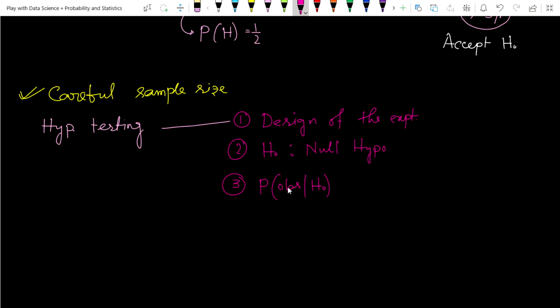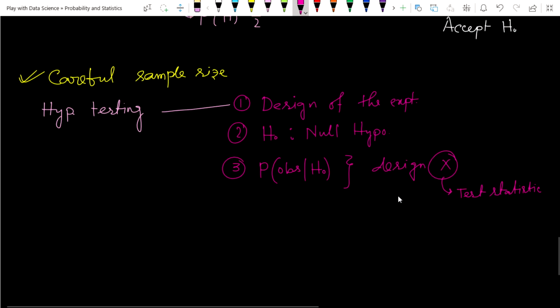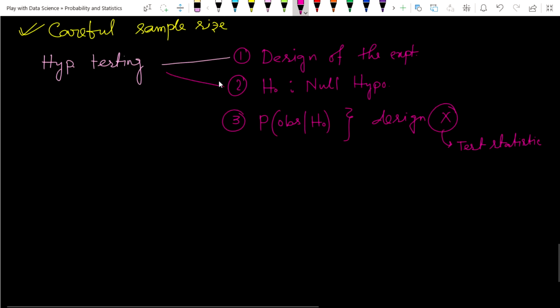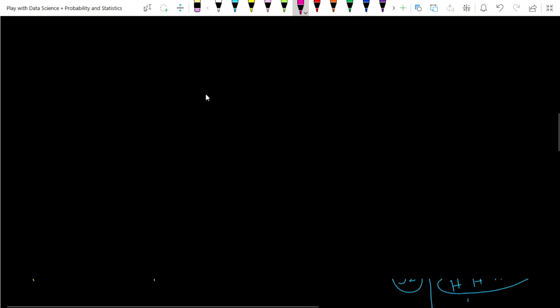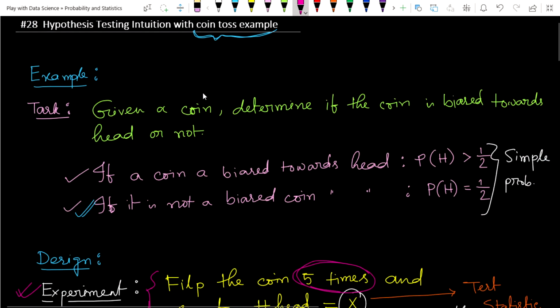So to calculate this p-value, the thing we have to keep in mind is to design X, the test statistic. Designing the test statistic is another important thing. So these three things we have to remember to make a hypothesis test.